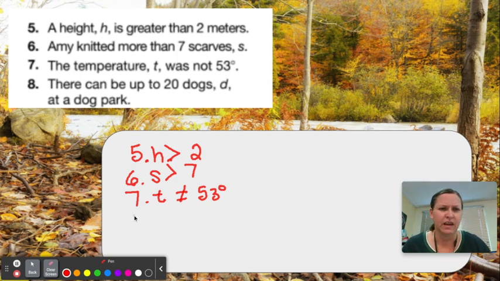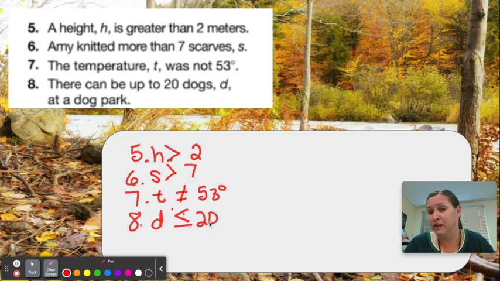Number 8 says, there can be up to 20 dogs at the ballpark. So I'm going to put D for dogs. And there cannot be more than 20. So with this one right here, 20 is the biggest. So that's why I put the mark this way. But it can also be equal to 20. There just cannot be more than 20.